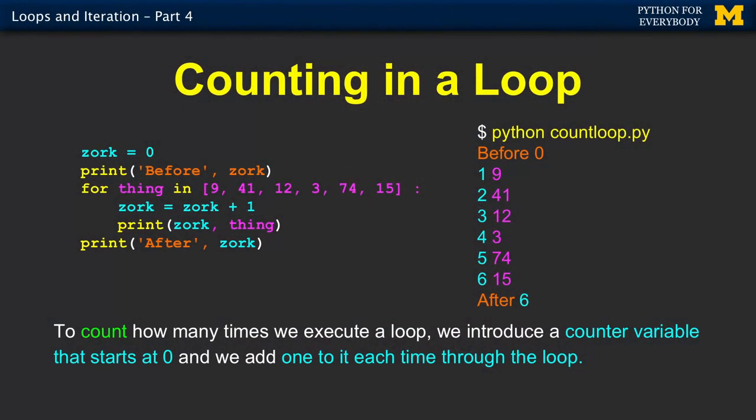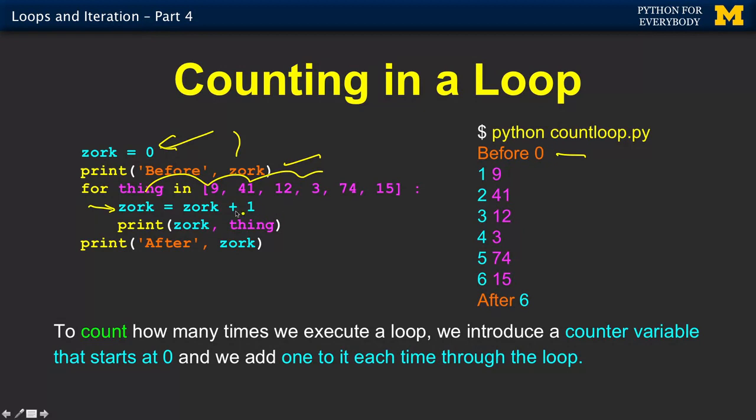The way it works is, you set a variable to zero, this is the top part. Normally this would be called count, but I'm going to use a bad non-mnemonic variable called zork, just so you don't get too used to it. So far, how many have we seen? Zero. Then thing is going to be 9, 41, 12. Thing is going to be the iteration variable. Each time through the loop, we're going to add one to zork.